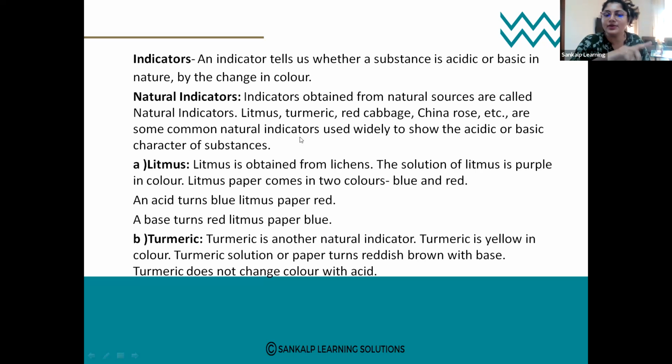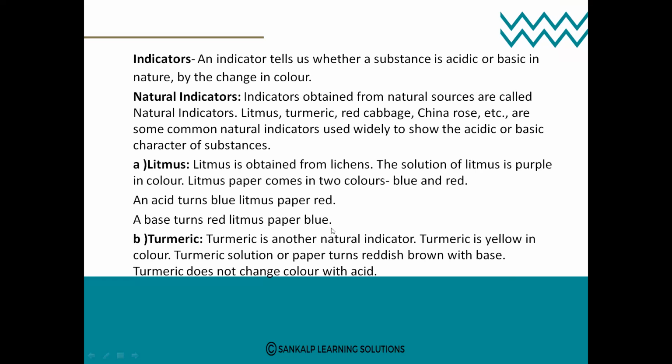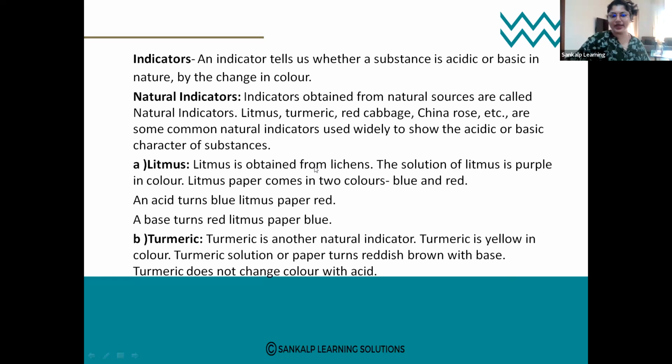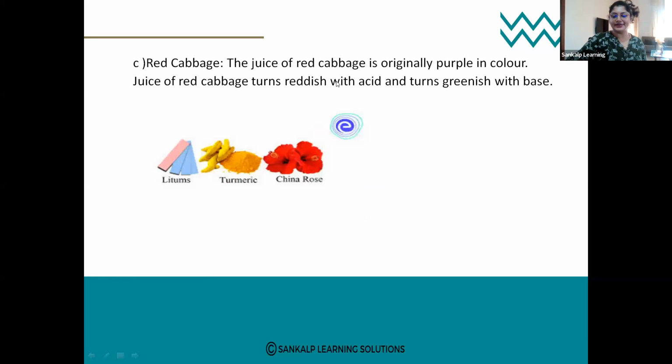So you have to remember: whenever an acidic solution is there, it turns blue litmus paper into red. And whenever you have a basic solution, it turns red litmus paper into blue. Remember the color change. Color change is very important. So turmeric is the second example of a natural indicator.